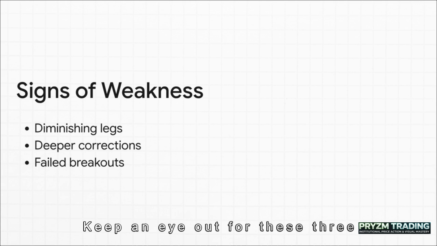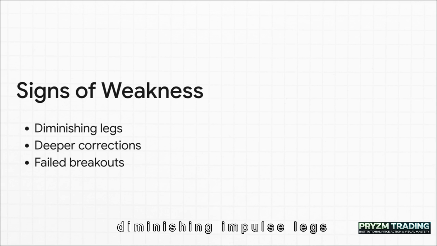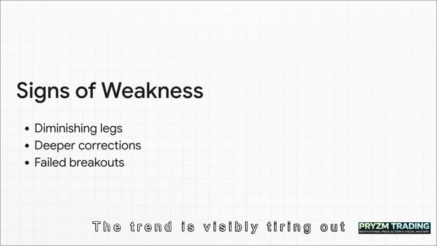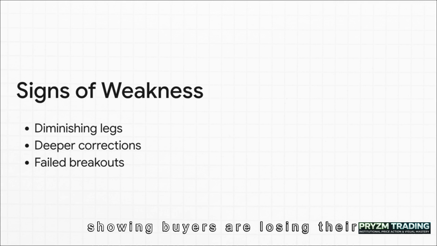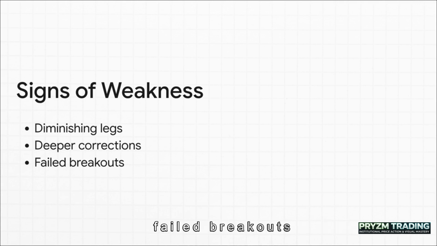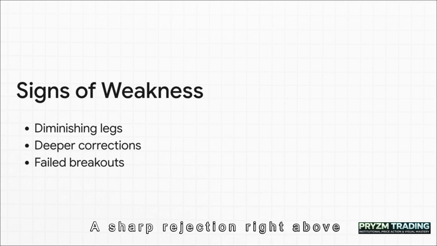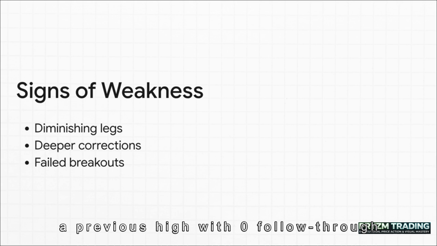Keep an eye out for these 3 warning signs. First, diminishing impulse legs. The trend is visibly tiring out, kind of like a runner taking shorter strides. Second, deeper corrections, pullbacks that start reaching 50 to 70%, showing buyers are losing their sense of urgency. And third, failed breakouts, a sharp rejection right above a previous high with 0 follow-through.